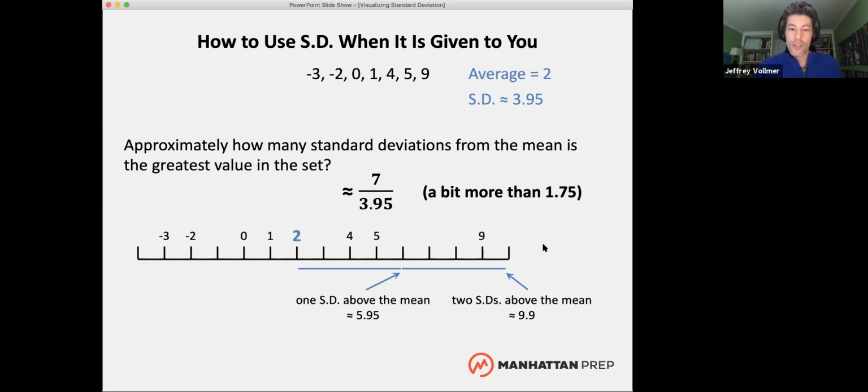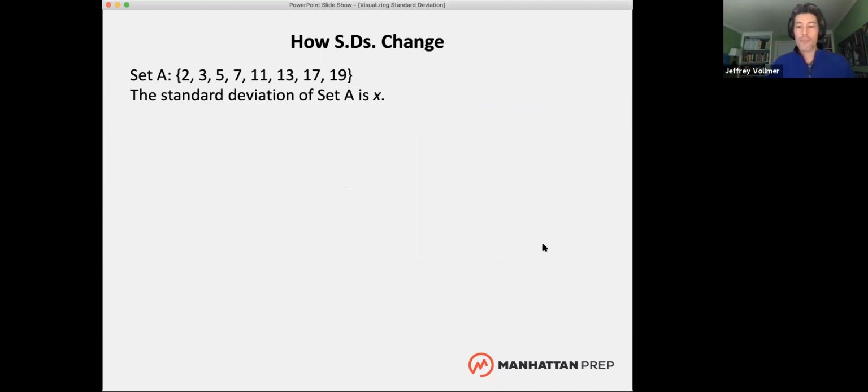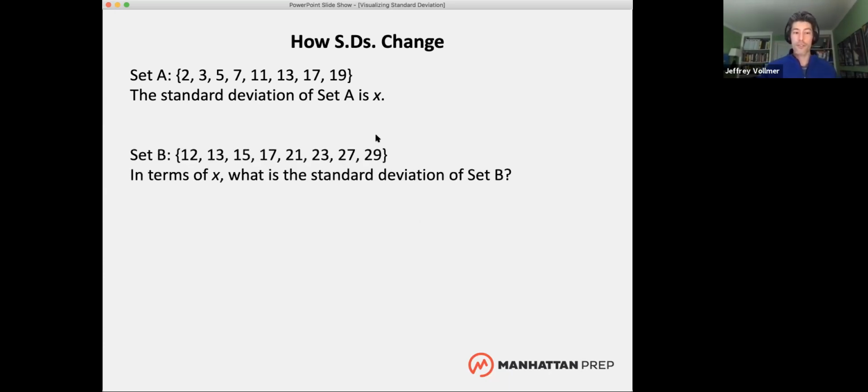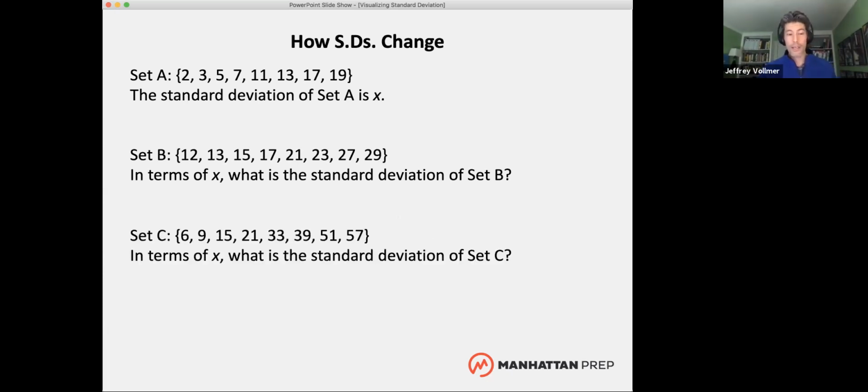All right, hope that was a little clearer. Now I want to talk about how standard deviations change by making some adjustments in the set. This is another way the GMAT can test you. You don't have to calculate the standard deviation of the first 8 prime numbers. They might just tell you what it is and then ask, if the standard deviation of set A is X, what's the standard deviation of set B? And I'll give you set B in terms of X. Or here's set C, do the same thing.